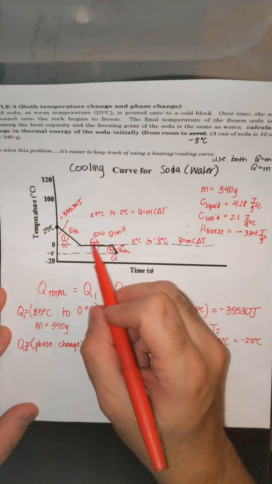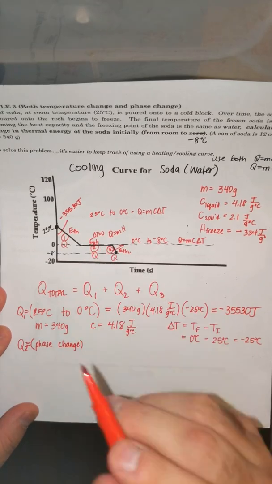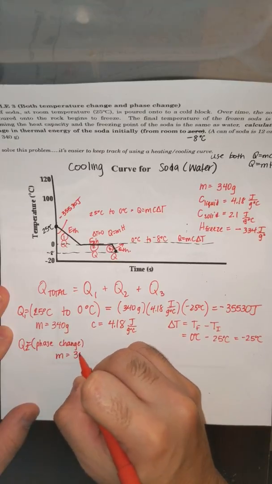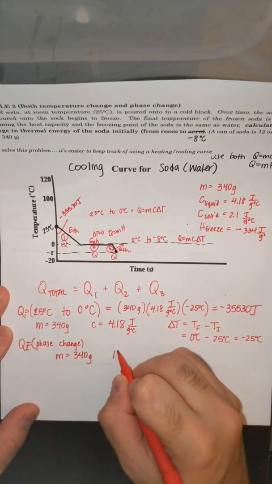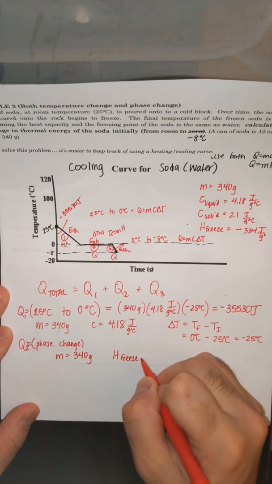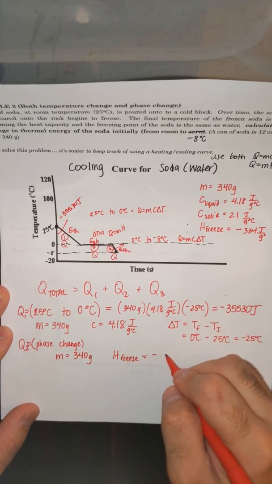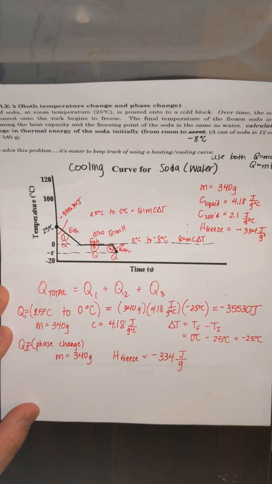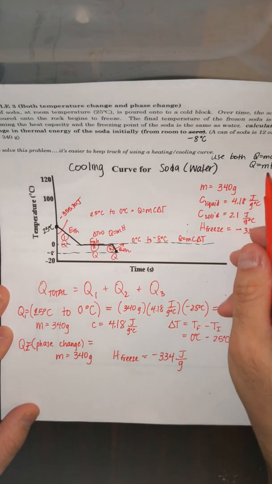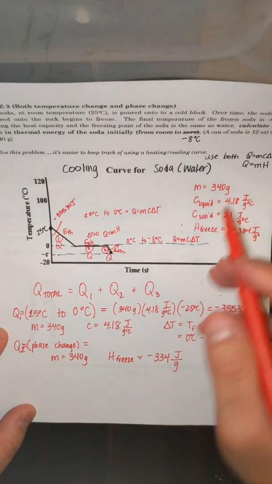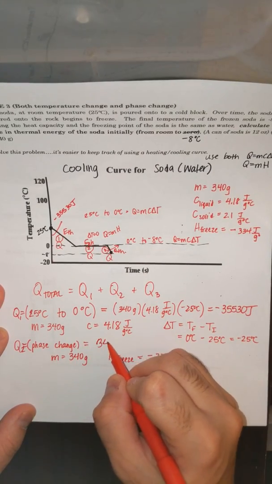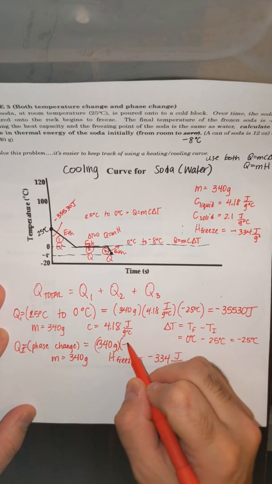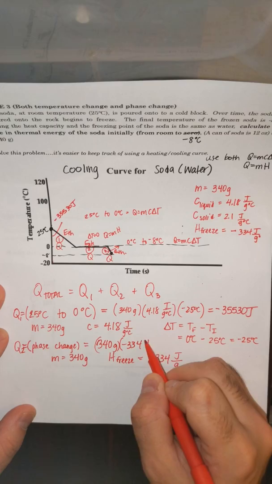Q2 is associated with this phase change here. I'm freezing. All right, so my mass is still going to be 340 grams. My H of freezing, I already told you up here, and we got that before, these are constant, is negative 334 joules per gram. So now all I'm doing is plugging into Q equals MH. So there's no change in temperature. So 340 grams, and then negative 334 joules per gram.